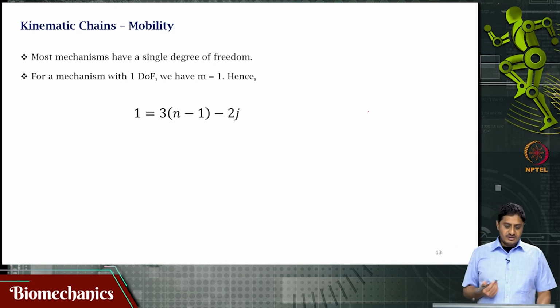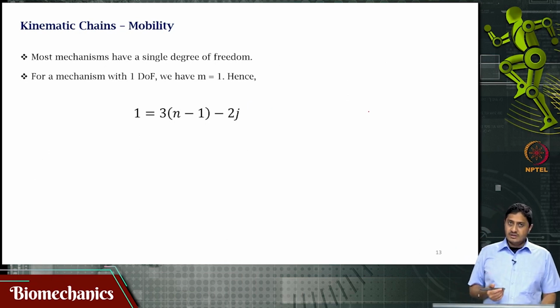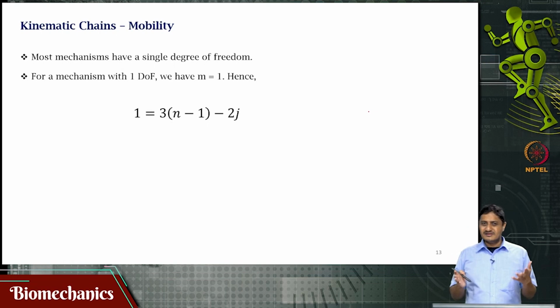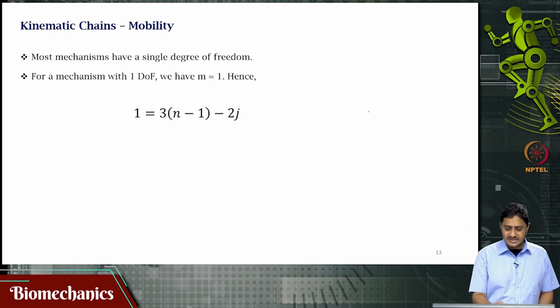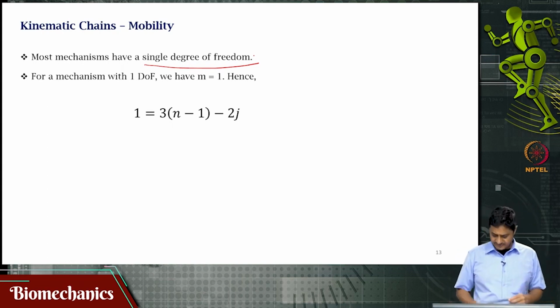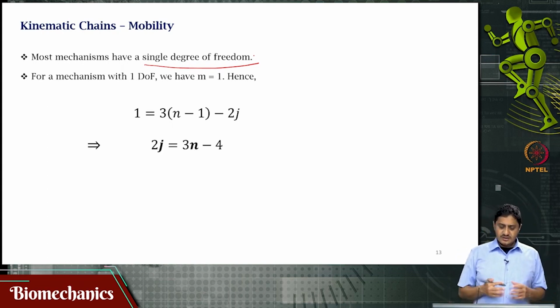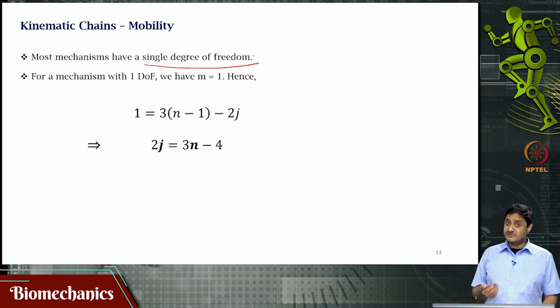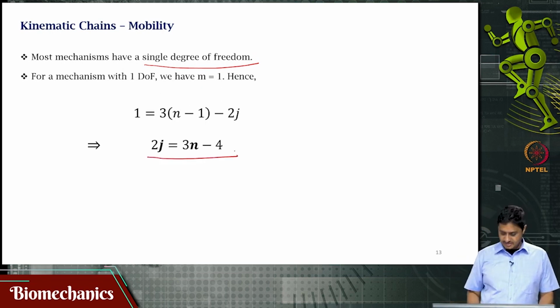Now, for a mechanism with 1 degree of freedom, that means it has mobility m equal to 1, I substitute m equal to 1. Many mechanisms under discussion will have only a single degree of freedom, and our analysis will also have a single degree of freedom, where once you substitute m equal to 1, immediately the number of joints and the number of links are related to each other as 2j equal to 3n minus 4. Right. So, the number of joints and the number of links are related like this.